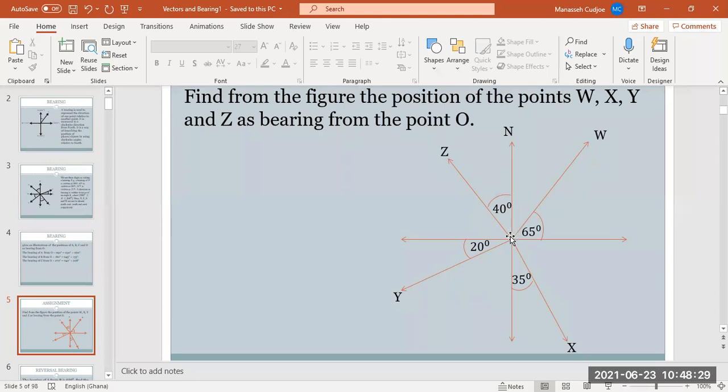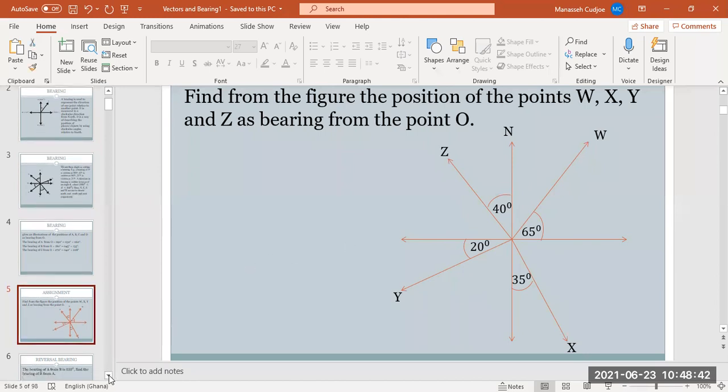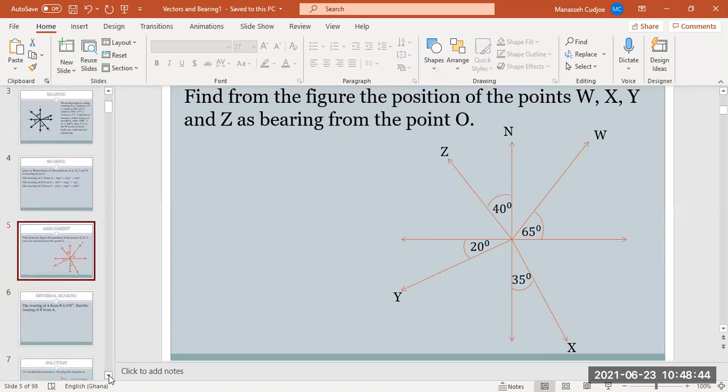Our reference point is O, so that's the center. Face north, move 90, another 90, another 90, then get an angle over here, then find the sum. That will give us the bearing. So I believe you are getting along with me.